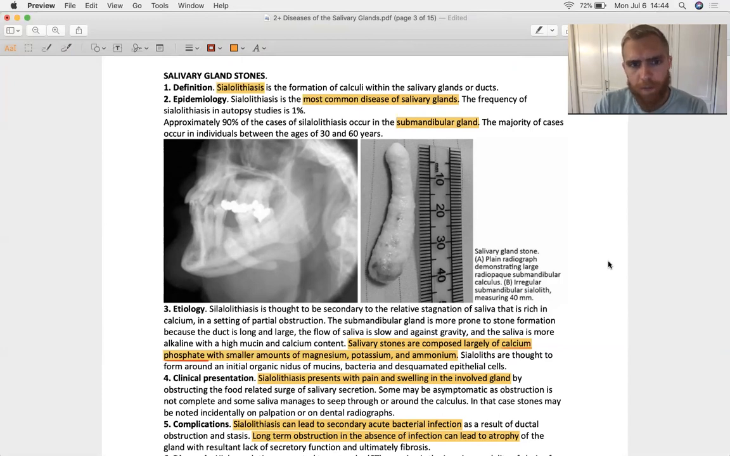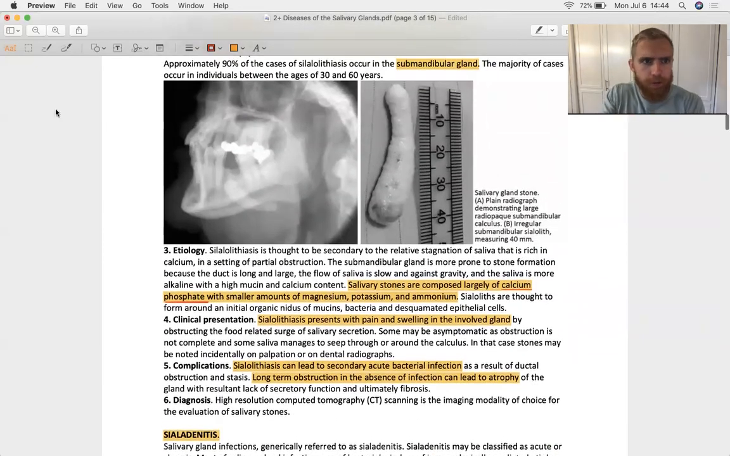Typically it occurs in the submandibular glands because those have to pump up against gravity, kind of like how the maxillary sinuses are the most common to get a sinus infection. Well, that's because they have to drain upwards against gravity and all your other sinuses drain down. Your submandibular glands are really having to push up and squeeze to get their product out into the oral cavity. So they get obstructed a little bit easier than the parotid glands do.